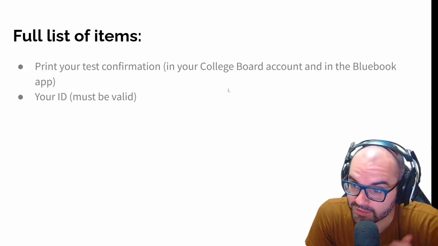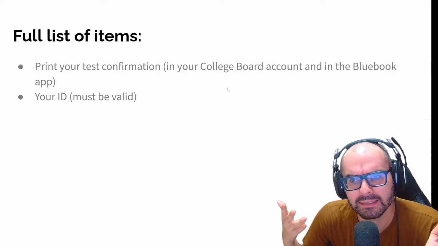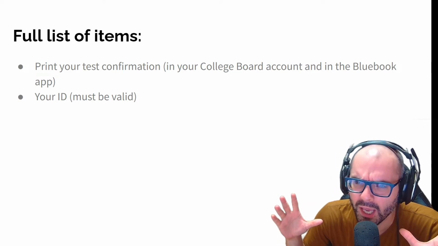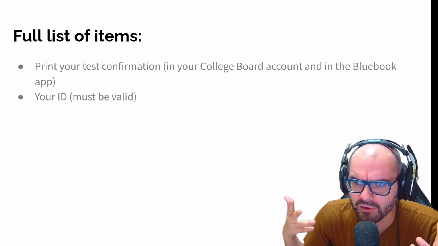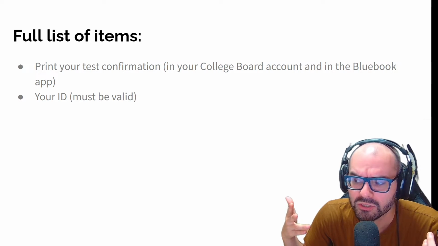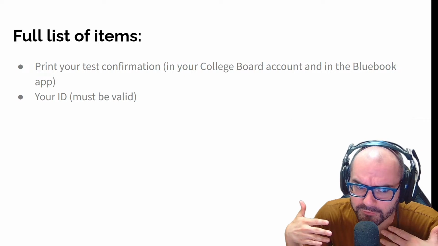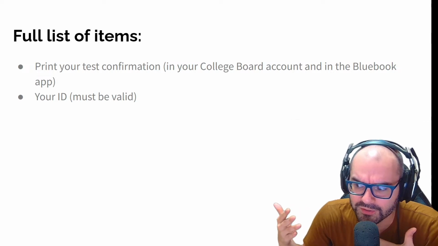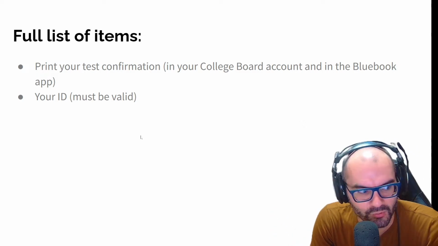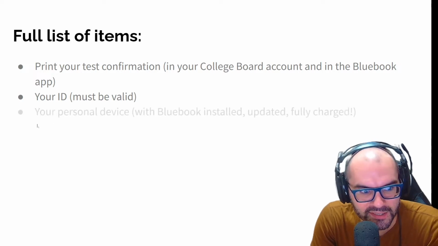Your ID, make sure that's valid as well. You should always have it. You also should check this depending on your country. For those of us in Peru, we can use DNI or passport, but there are some countries where you can only use your passport. So make sure you check the ID requirements on the College Board website if you're not from Peru. I don't want you to go there with the wrong form of ID and get in trouble. So in Peru, we want to use our DNI or passport. Other countries, double check your requirements.